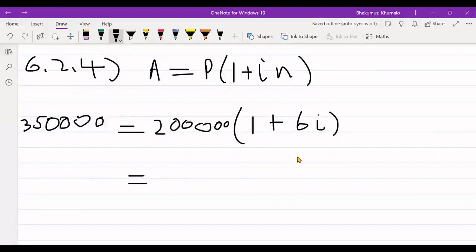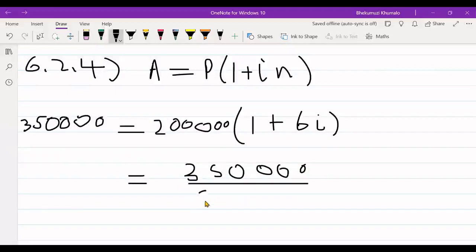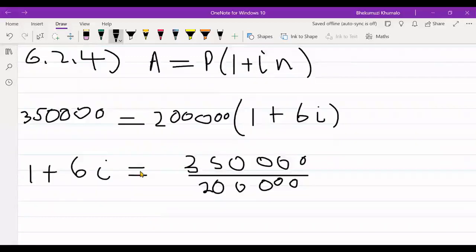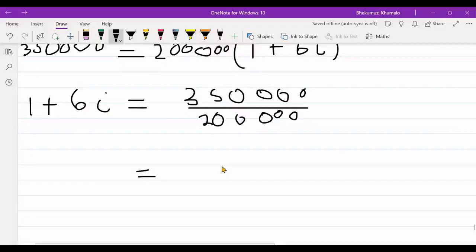And there we go. Okay, so now we just need to solve for I. So we have 35 over 20, and then it's 1 plus 6I on the side. If we simplify this, I think this is going to be 35 over 20.